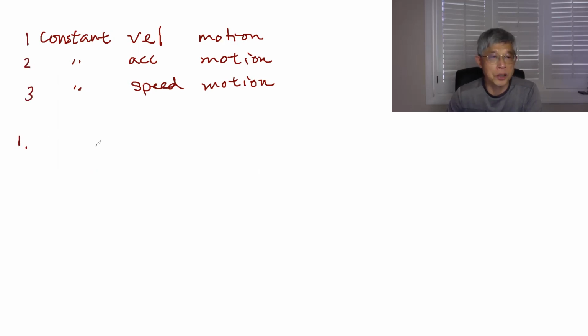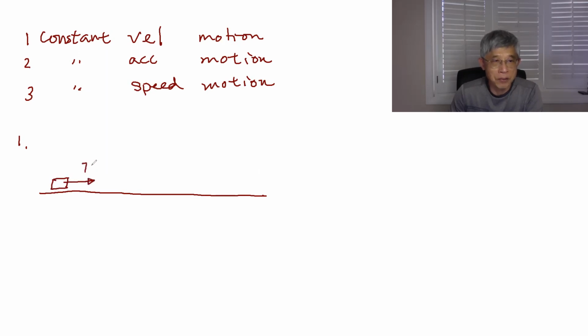So constant velocity motion. We're going to assume that we are moving in a straight line. Constant velocity motion implies that this car here is moving with a velocity vector. Let's say it's going to the right, so it's positive, and it always has that same velocity, so it's moving forever.